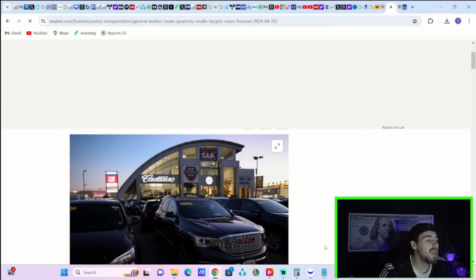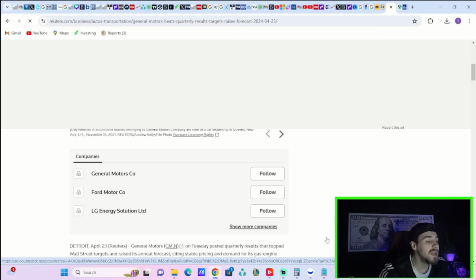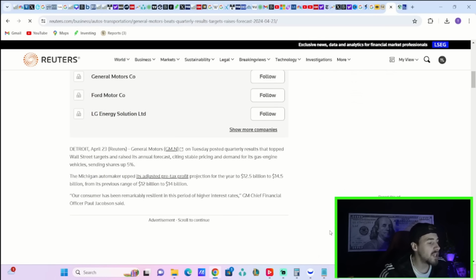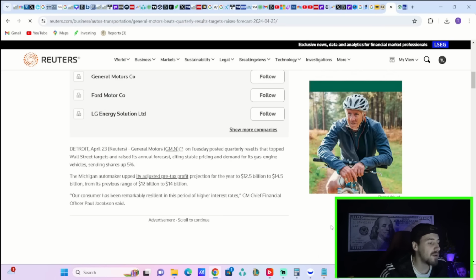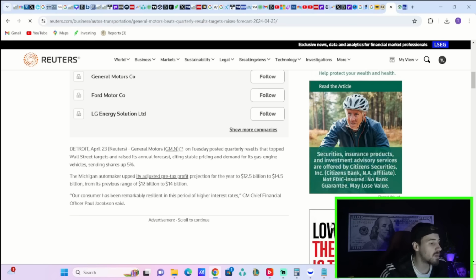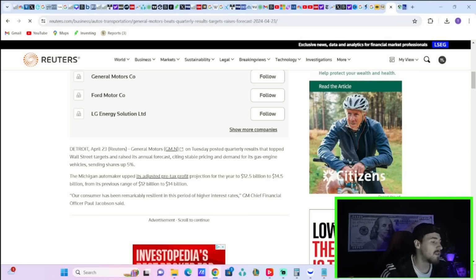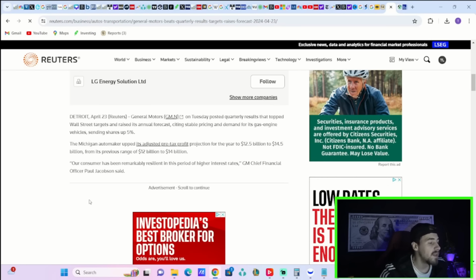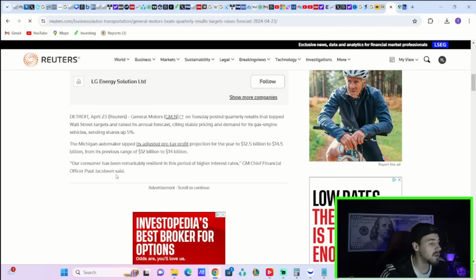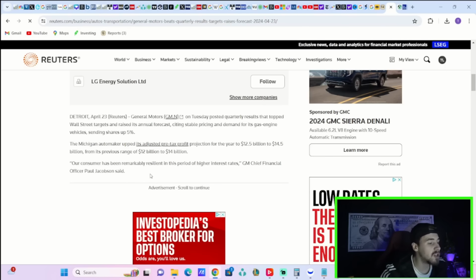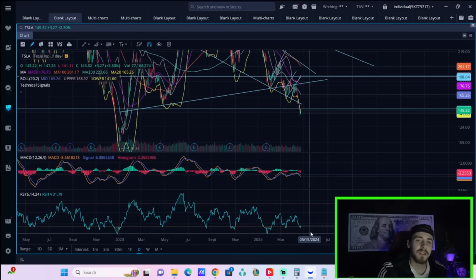General Motors this morning beat quarterly results targets and raised their forecast. The Michigan automaker updates its adjusted pre-tax profit projection for the year to $12.5 billion to $14.5 billion from its previous range of $12 to $14 billion. So raise the low end and raise the high end. Wall Street typically likes that. They say, quote, consumer has been remarkably resilient in this period of higher interest rates, says GM's chief financial officer, Paul Jacobson. I would say this also gave Tesla a positive effect heading into their earnings today.